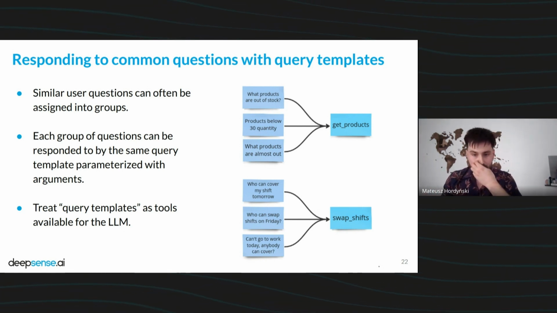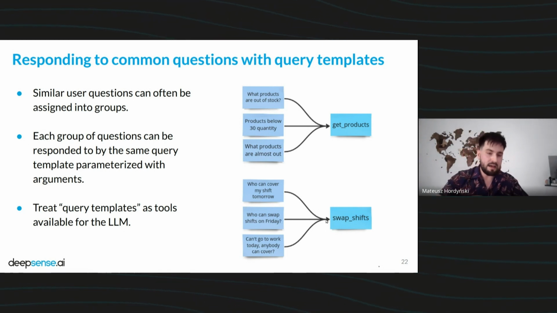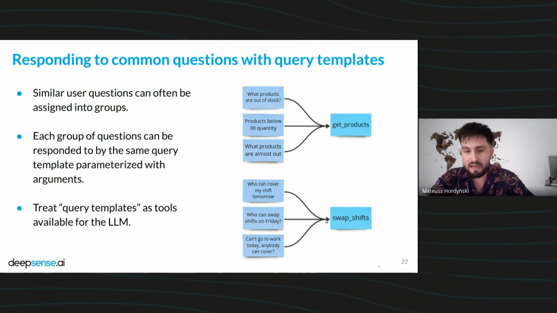So for example, let's look at this group here on the bottom. Here we have the questions: who can cover my shift tomorrow? Who can swap shifts on Friday? Can't go to work today, can anybody cover? It's just a different way of saying the same question.